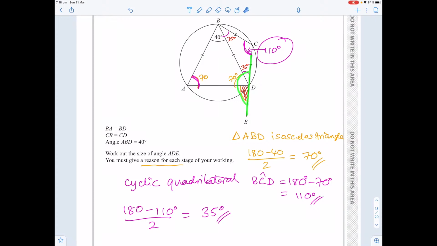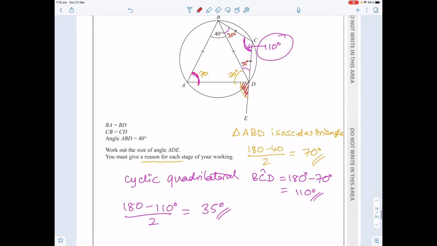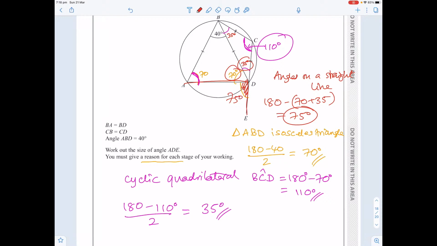The final step to find what angle D is: this is a straight line, and the angles on a straight line add up to 180. So we'll write this down here: angles on a straight line add up to 180. So we're going to do 180 minus, in a bracket, 70 plus 35. 70 plus 35, let me get my calculator, and that gives us 75 degrees. So the angle ADE is 75 degrees, and that is our answer.